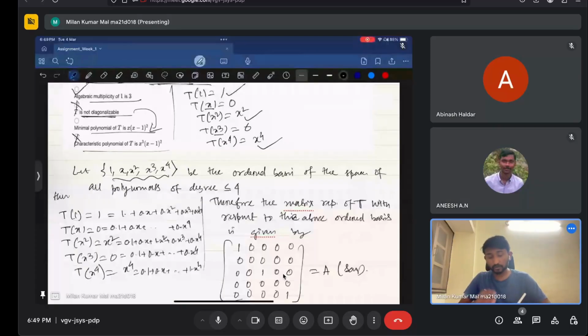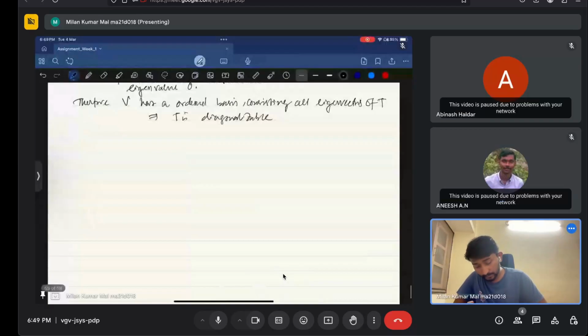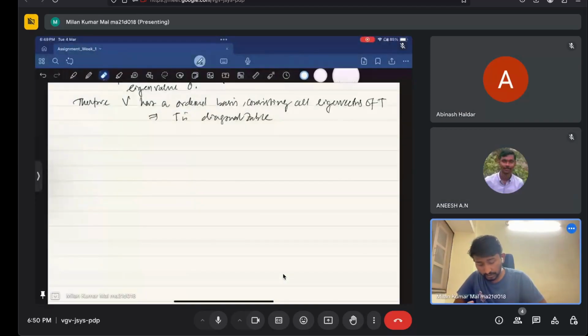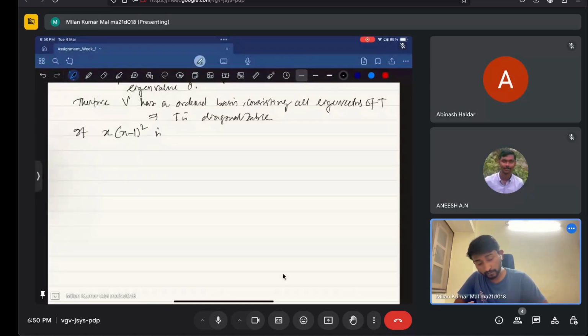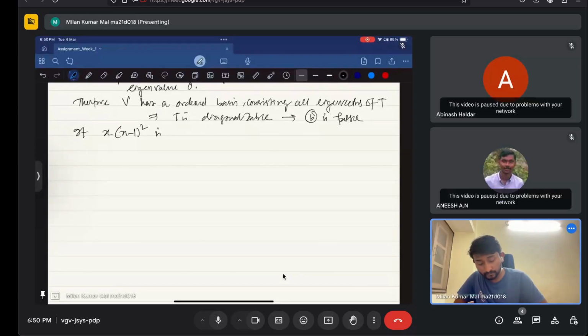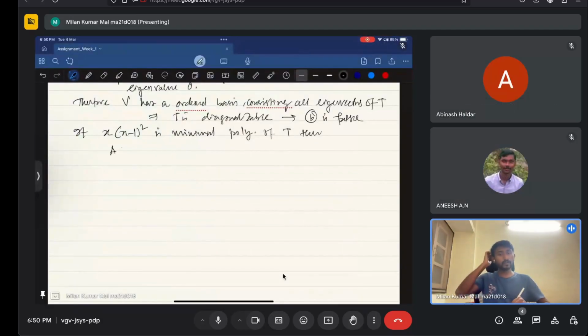Look at option b. If x into (x minus 1) square is the minimal polynomial of the linear operator T, then, as we know that the minimal polynomial annihilates, that is what the minimal polynomial means, so A into (A minus I) square should be 0. But what A is here, I will not do this, this will not happen.